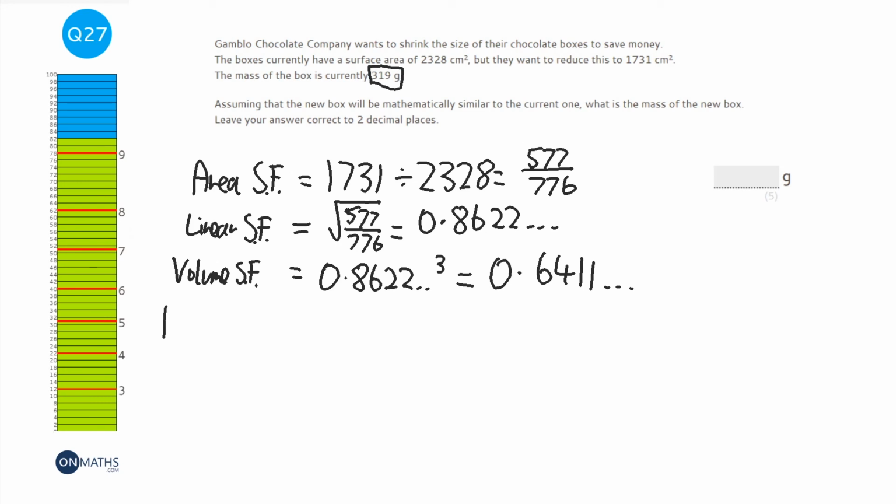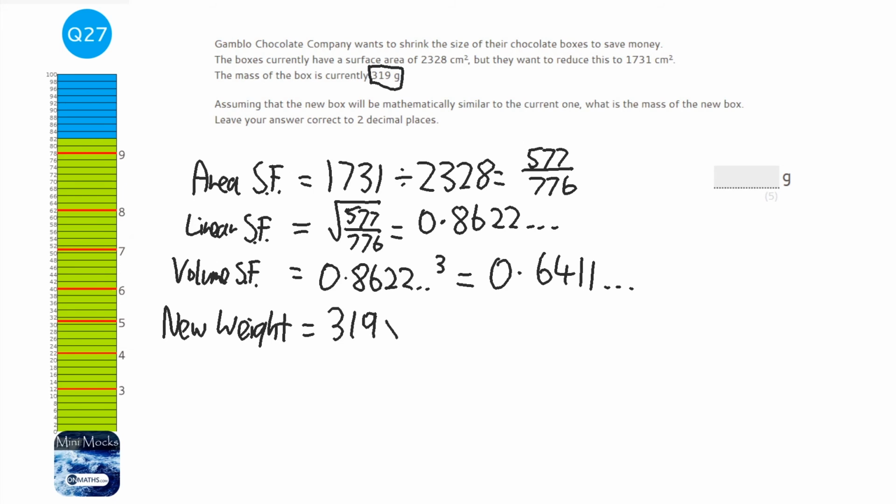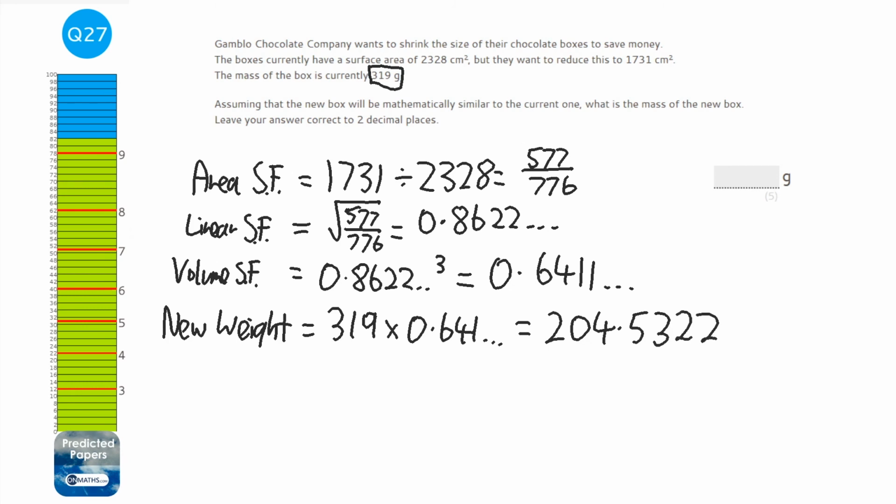So to work out the new weight, I'm just going to get 319 and I'm going to times it by that 0.641 blah blah blah blah. So on my calculator I'm just going to times it by 319 and I get the answer of 204.5322 blah blah blah. It says it wants it to 2 decimal places, so 204.53 is going to be my answer.